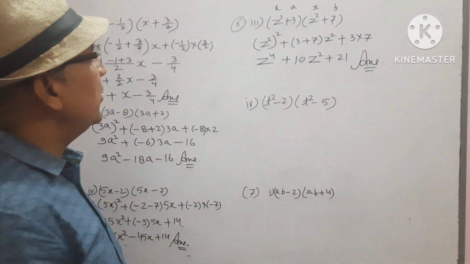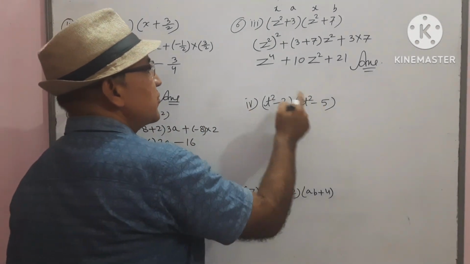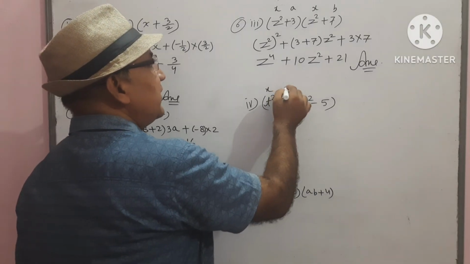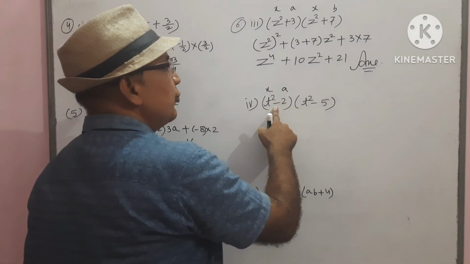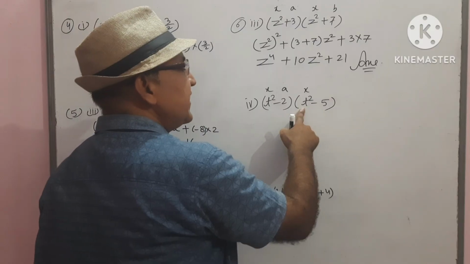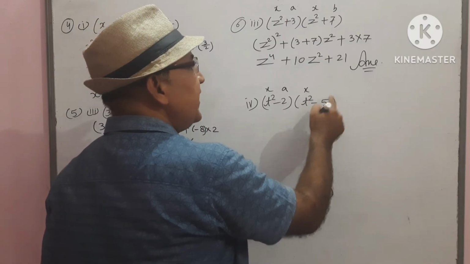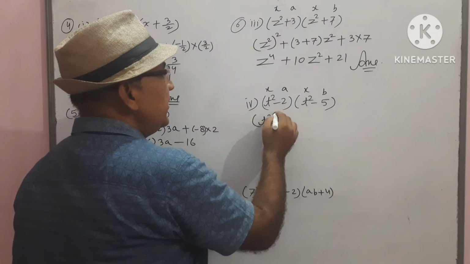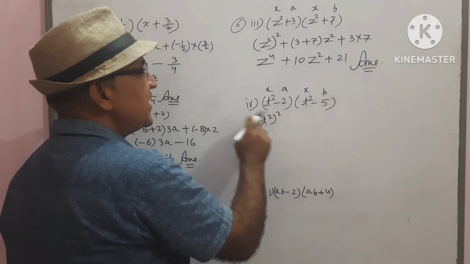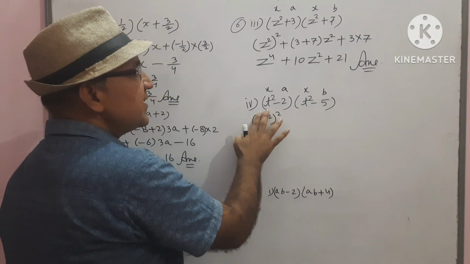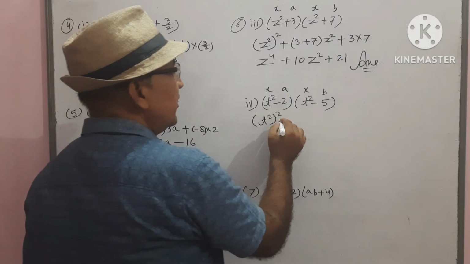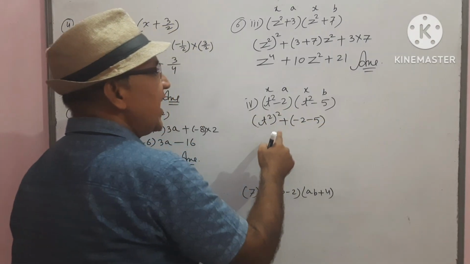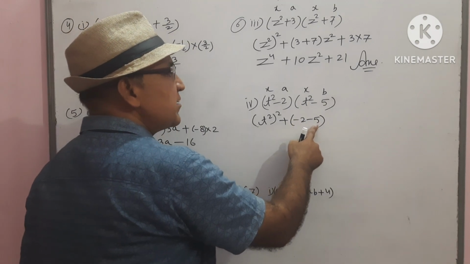That is why this will be your answer. Same is here also. Again at the place of x there is t square. At the place of a there is minus 2. At the place of x, t square. At the place of b there is minus 5. So according to the identity, t square whole square, because x square is the identity, plus minus 2 minus 5 at the place of a plus b.